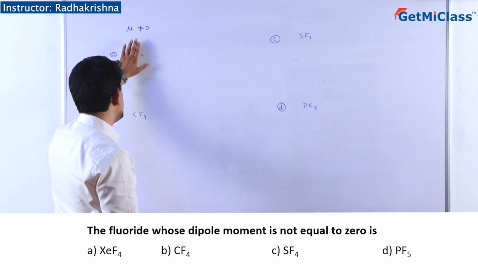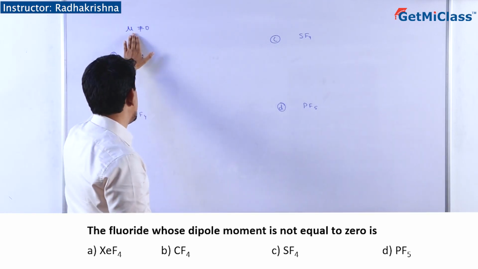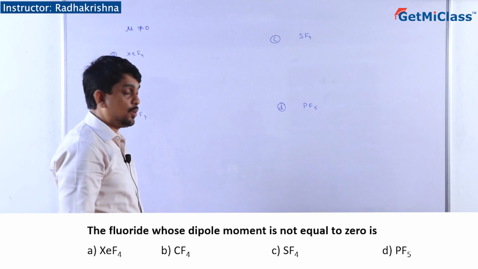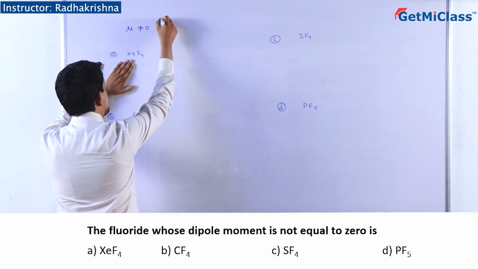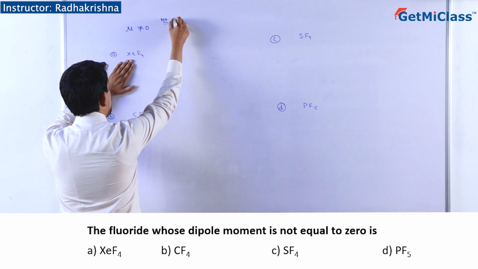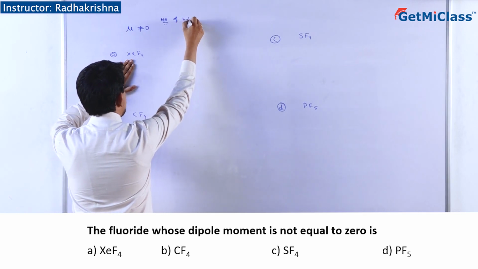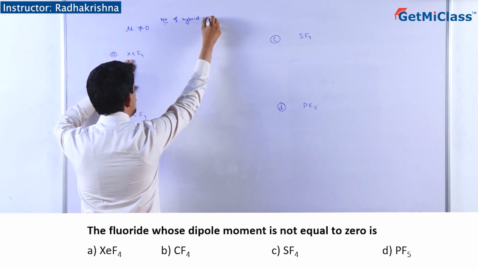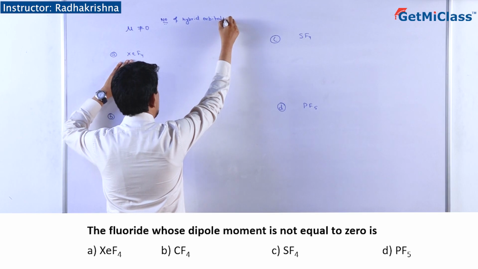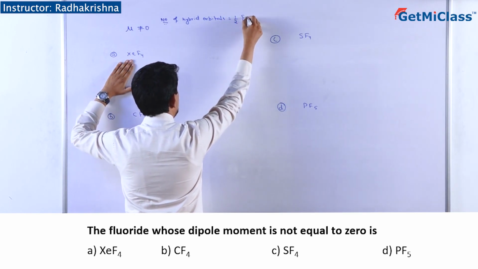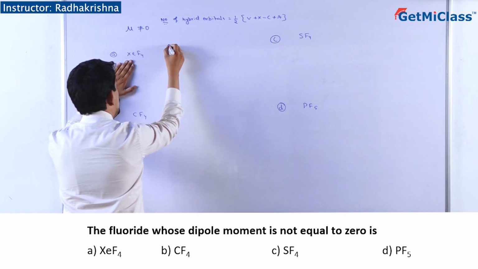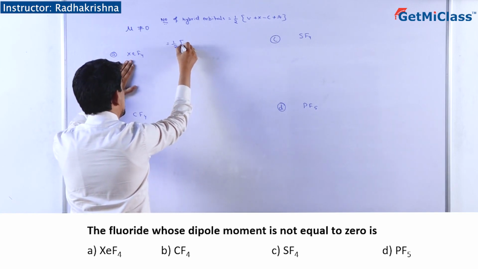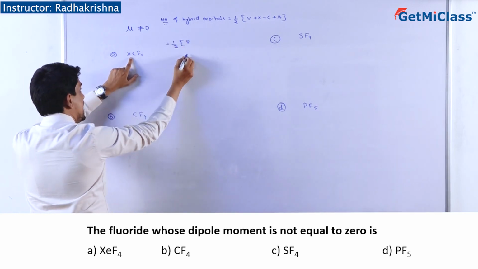Students, you should see which one of these structures has a dipole moment that is not 0. Look at xenon tetrafluoride. First I am calculating the number of hybrid orbitals by using the ready-made formula: half into V plus X minus C plus A. So half into valence electrons on the central atom, 8.